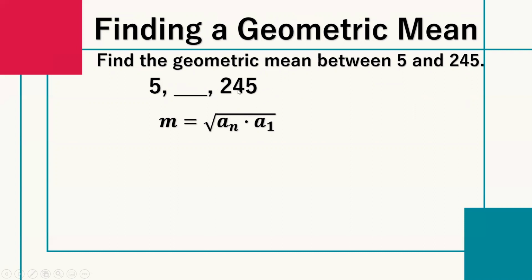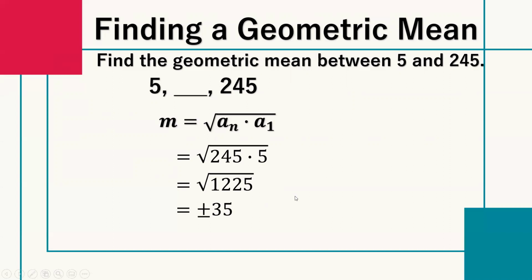Pag kinuha natin yung a sub n, that is the last term, which is 245, and yung a sub 1 or the first term is itong nasa unahan, yung 5. So, i-multiply lang natin yung 245 and 5. That is equal to 1,225. And then after that, you will get the square root of 1,225. Kung di nyo kayang kunin si best friend, magtanong si calculator. Yan. The square root of 1,225 is equal to positive negative 35. Ayan. So we have positive negative 35.